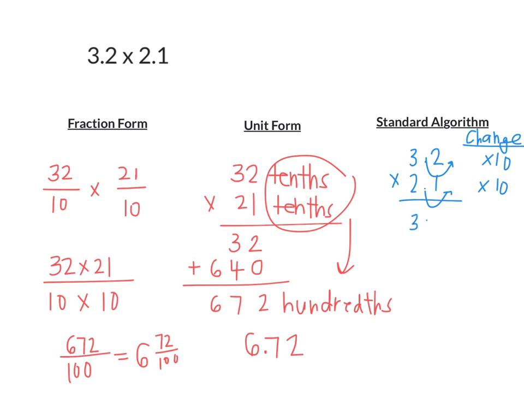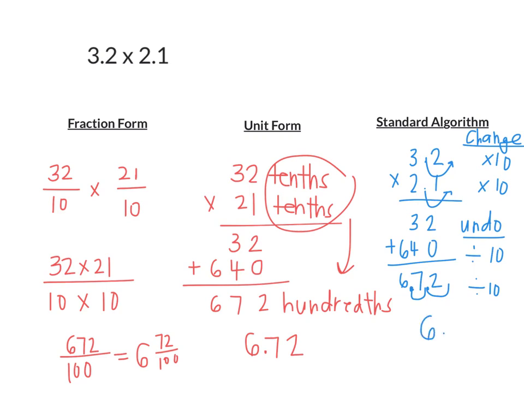Okay, I'm going to end up with the same over here, right? I do the standard algorithm. And because I changed, what do I need to do? Undo. What was my first change? So what's my first undo? Divide by 10. Thank you. And when I do that, my decimal point moves here. I have a second change. What was my second change? So what's my second undo? And I do that by shifting the digits or making it look like the decimal points change. So my final answer is 6.72.